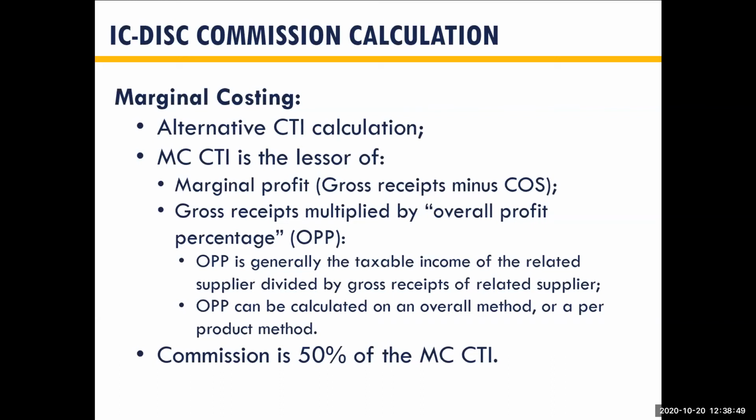And you can do that overall, you can do that on a per product method, but your gross receipts multiplied by your OPP, or your gross receipts less your cost of goods sold, whatever the lower amount is, that is your CTI under the marginal costing method. And then your commission would be 50% of this alternative CTI.